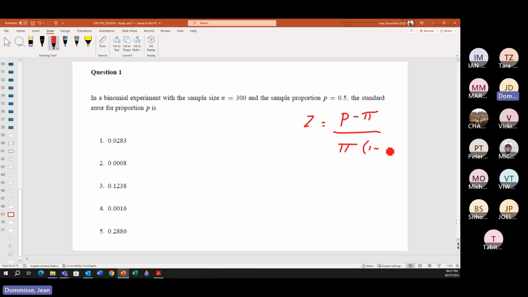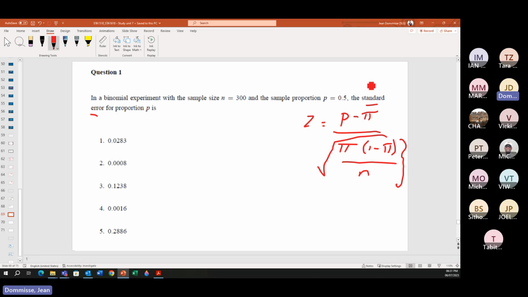Okay, so this is when we work out the normal or the Z for proportion. This would be your formula. They're asking us the standard error. So when we look at standard error, it's only this bottom part that we need to work with. Okay, so standard error of proportion. So in a binomial experiment with a sample size n of 300 and the sample proportion where p is equal to 0.5, the standard error for proportion p is.